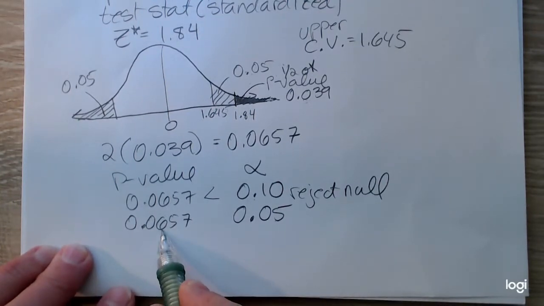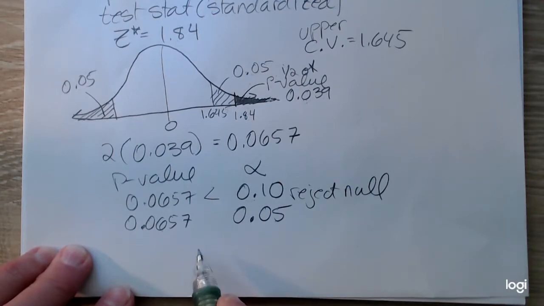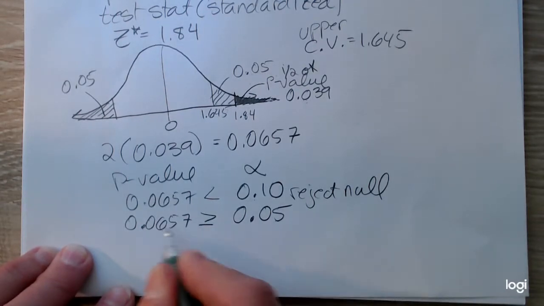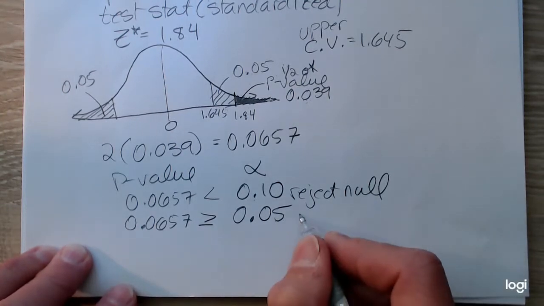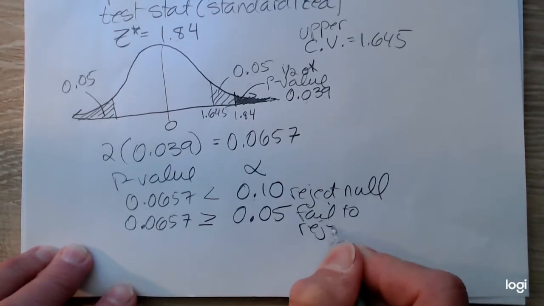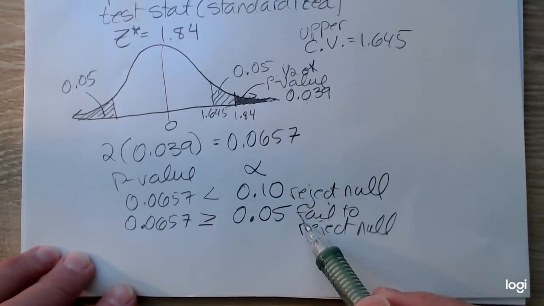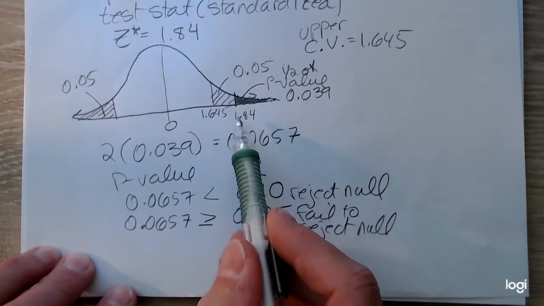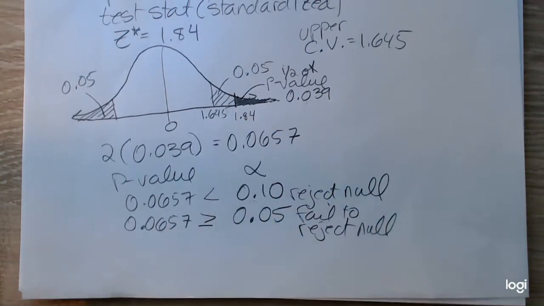Is 0.0657 still less than 0.05? Well, in the universe that we work with in math, no, it is not. It is now greater than or equal to 0.05. So my decision now has changed. My decision when alpha is 0.05 is to fail to reject the null. So it is possible to reject at one level of significance and fail to reject at another. That can happen when your standardized test statistic and critical value are somewhat close together.